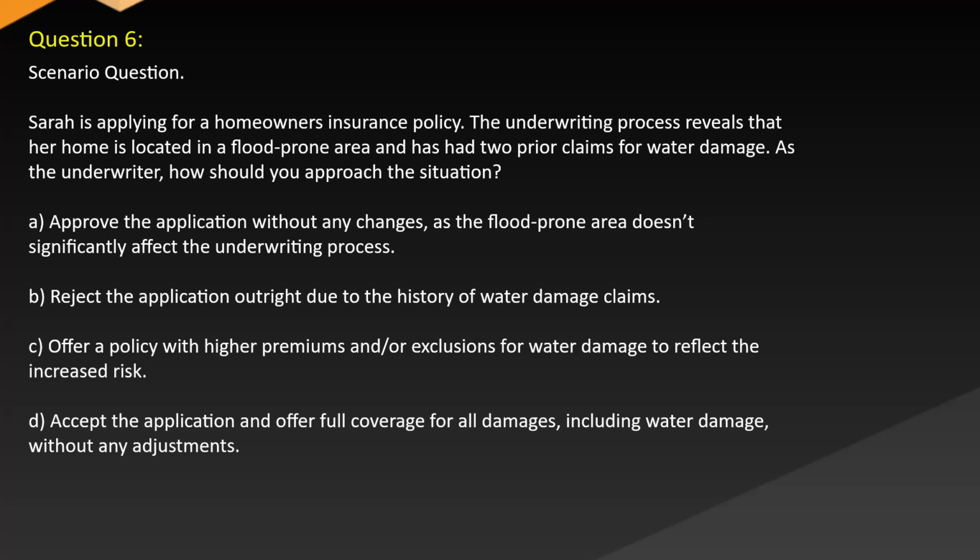A. Approve the application without any changes, as the flood-prone area doesn't significantly affect the underwriting process. B. Reject the application outright due to the history of water damage claims. C. Offer policy with higher premiums and or exclusions for water damage to reflect the increased risk. D. Accept the application and offer full coverage for all damages, including water damage, without any adjustments.